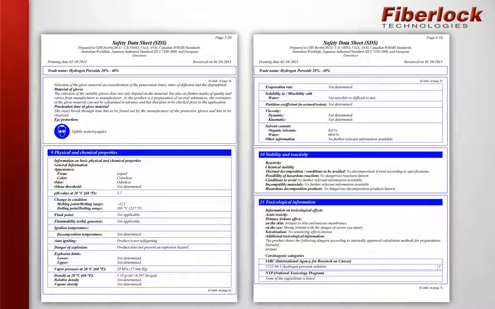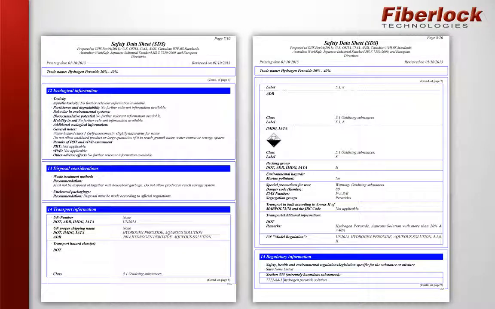Section 10, the stability and reactivity of the chemical. And Section 11, the toxicological information. Here we see Section 12, the ecological information, Section 13, disposal considerations, Section 14, the transportation information. Note the UN proper shipping names and other DOT and IATA information, and it also includes a picture of the placard that would be required for this class.